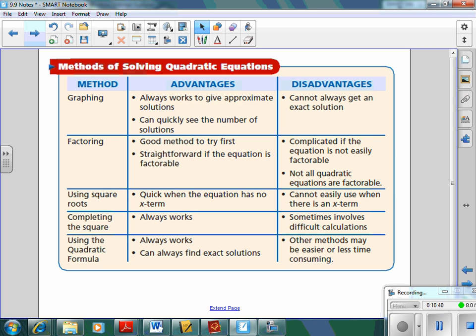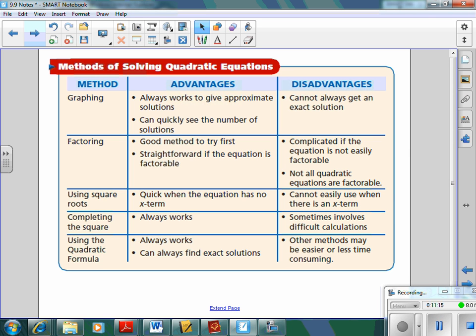Factoring is what we did next. That was old news. It's good to try first because it's super easy if you can factor. But sometimes it can't be factored, and sometimes the factoring is crazy, like if you have giant numbers. Square roots was the next one. This is awesome if it has no x term. Remember, your b has to be 0. You can't use it when there is an x term. It doesn't work.